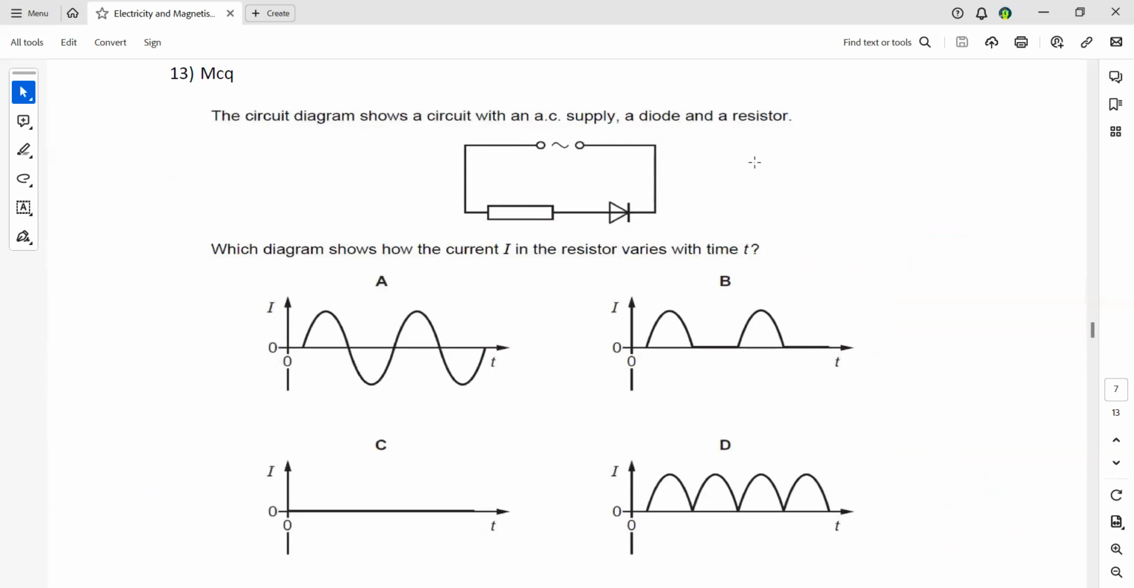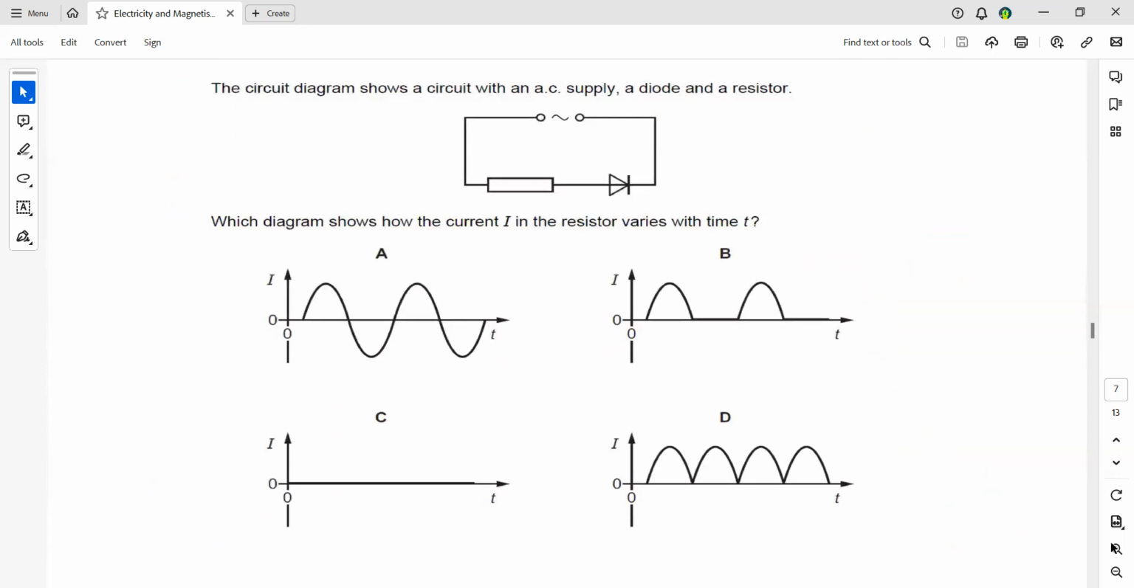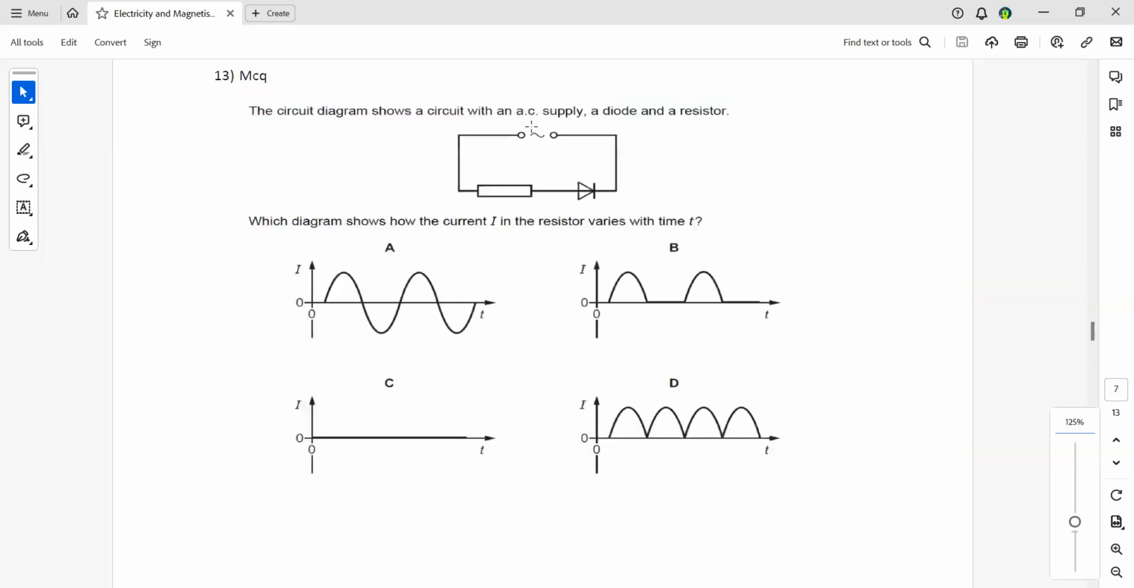The diagram shows a circuit with an AC supply. How does the current in a resistance vary? If we have an AC supply, first this is positive and negative, so the diode will allow the current to pass. This also allows the current to pass. But when it changes the terminal, because it's an AC supply, this will be positive and negative, so the diode will block. The diode does not allow current.